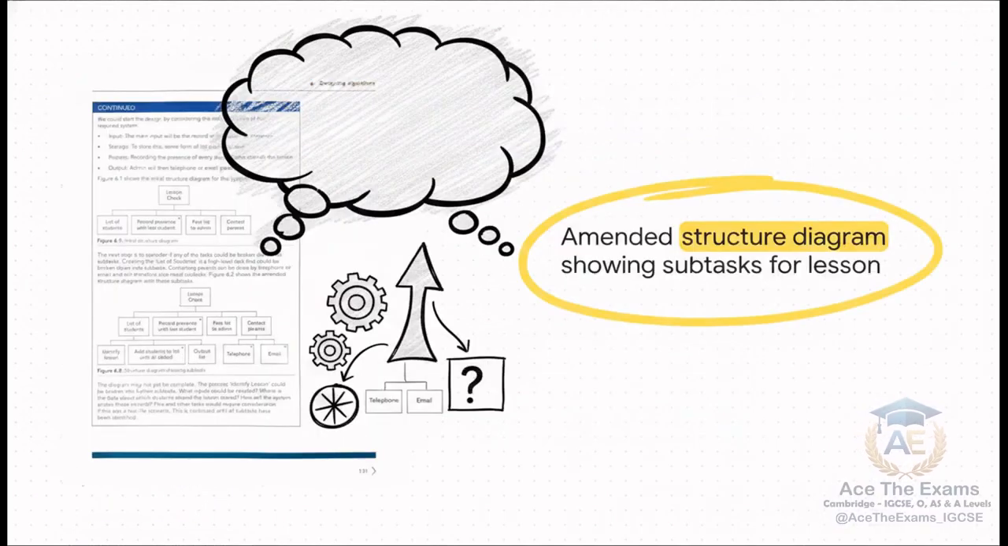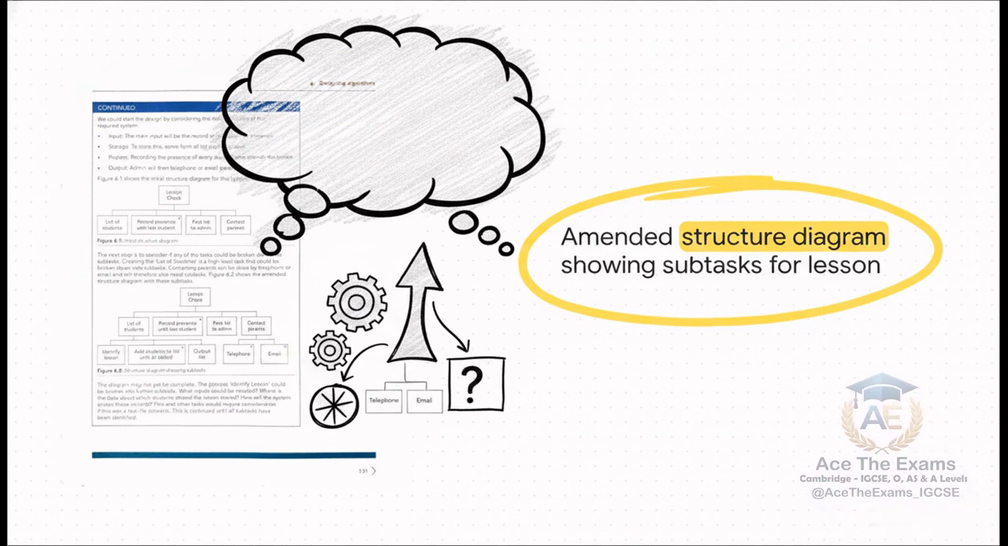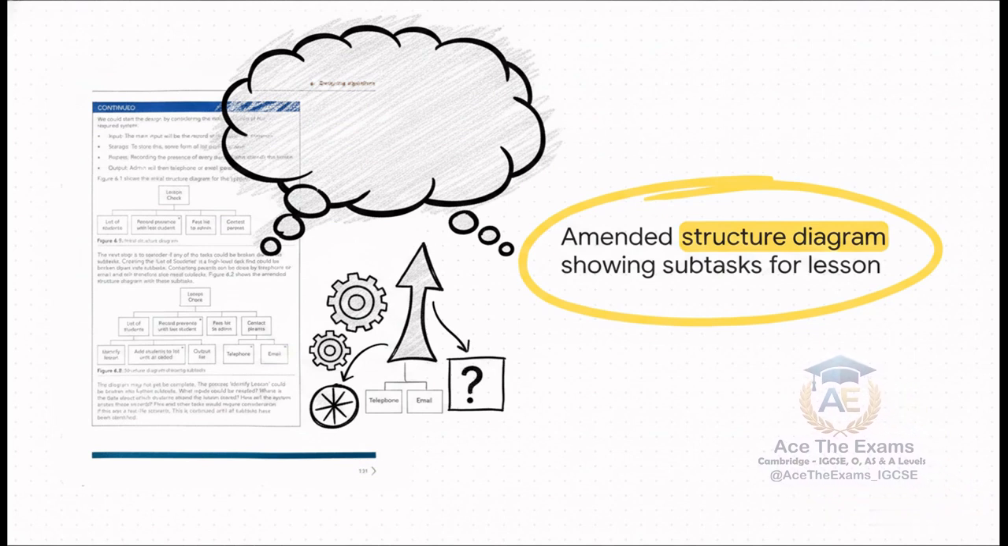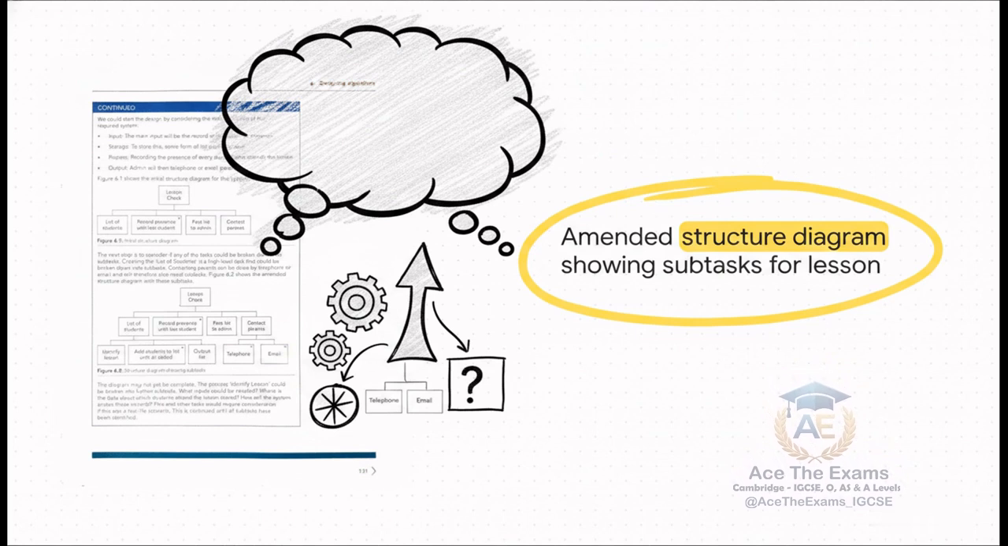Let's look at how this stepwise refinement actually plays out in a real scenario. We're going to build from a high-level task, like a school's lesson check, down into explicit subtasks. Look at the top level of this breakdown. We start with the main task, lesson check. We then decompose that down into the next layer: list of students, record presence, pass list to admin, and contact parents.